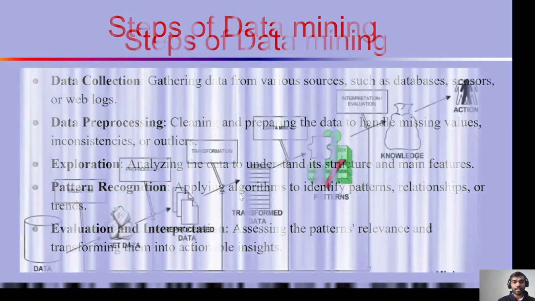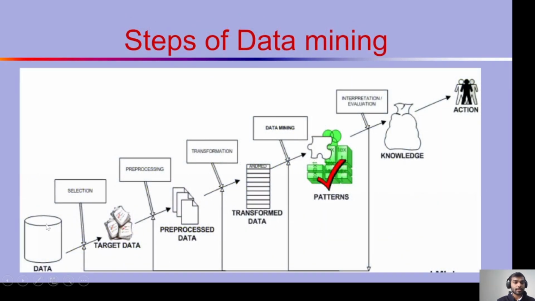So here is the pictorial view of data mining. The first step is data collection and data selection. After data selection, they process the data, with all the cleaning. After cleaning, they transform the data and apply algorithms, and after applying algorithms, they take insights from that data for user purposes and for actions.